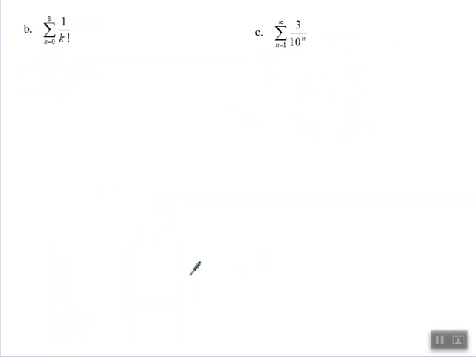Let's look at a couple more examples. Next, we have k equals 0 to 8. We are adding 1 over k factorial. Well, let's go ahead and write this out. We're starting with 0, so you have 1 over 0 factorial plus 1 over 1 factorial, 1 over 2 factorial, 1 over 3 factorial. We're going to keep going until we have 1 over 8 factorial.